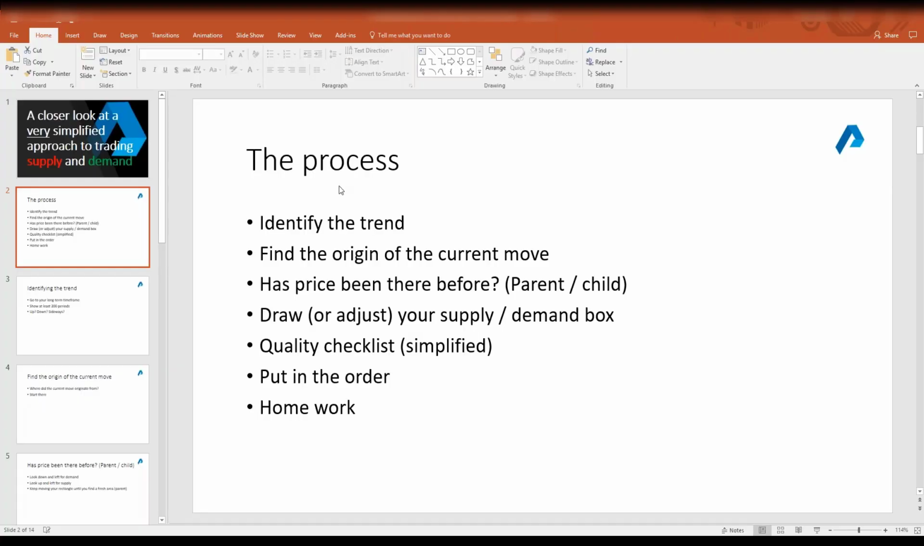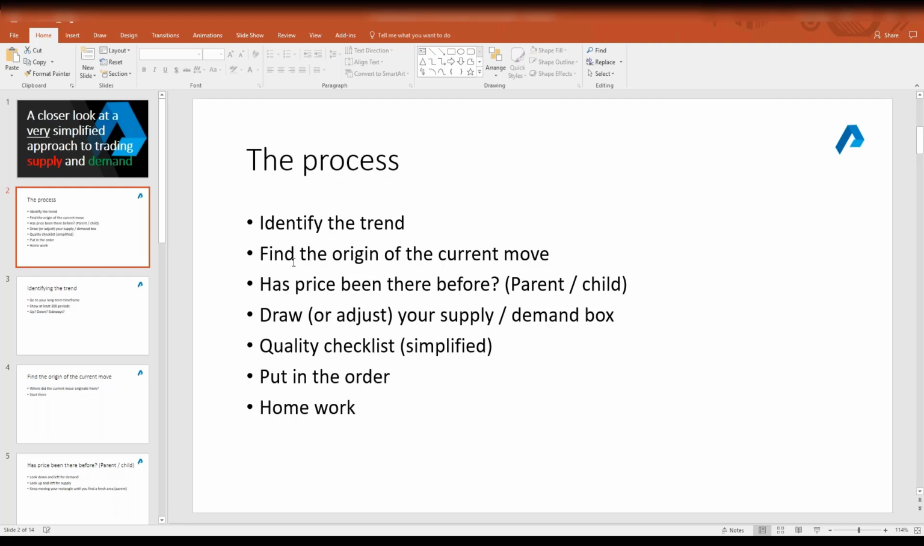Okay, so the process is super simple. Initially, we want to start off by identifying the trend. Should we be buying or should we be selling? And we're going to look for the origin of the current move. I'm going to explain why this is important, actually very important, on the next slide. We're going to be asking the question, has price been there before? This is going to refer to the parent and child relationship that we discuss.